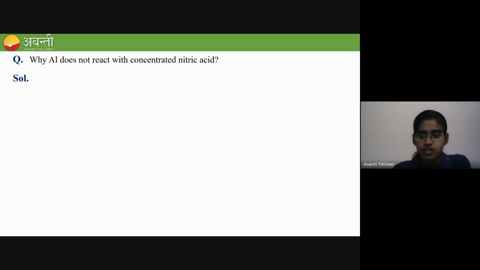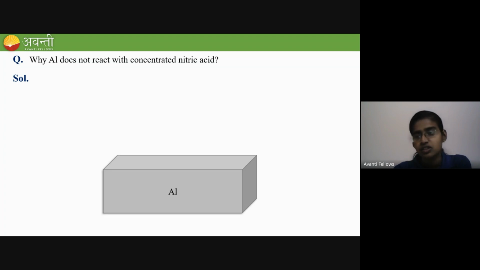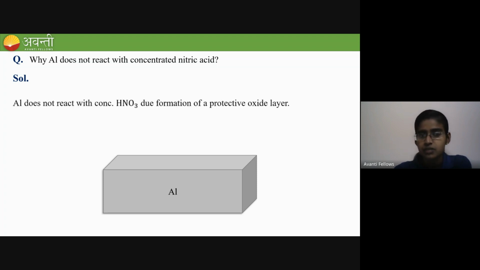It is because of the oxide layer that is formed on the surface of the aluminium, right? So aluminium does not react with concentrated HNO3 due to the formation of a protective oxide layer. When the aluminium block is kept in the atmosphere, the oxygen present in the atmosphere forms a protective oxide layer over the metal, so that when it is put inside the concentrated nitric acid solution, it will not react with it. Okay, so this is about it.